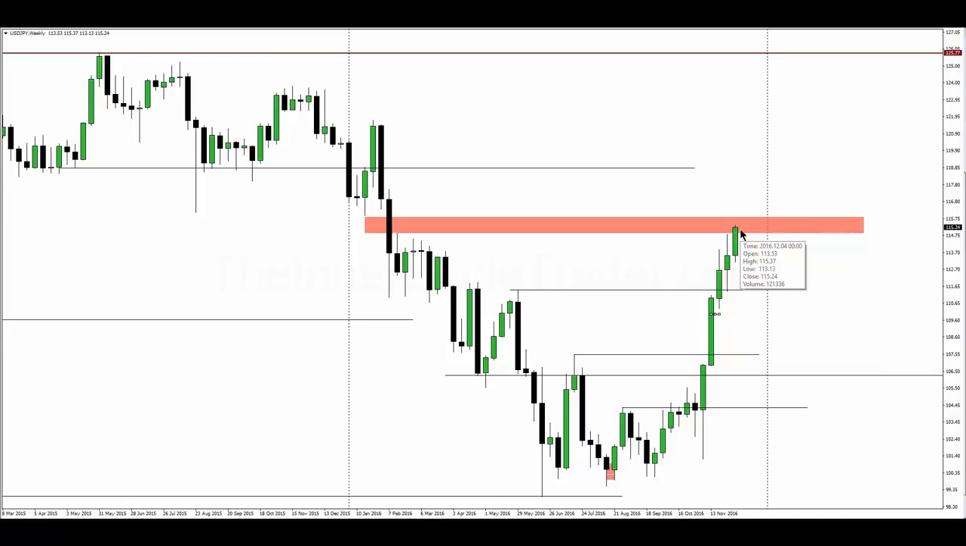For dollar-based pairs that have the dollar on the front of their name, like dollar yen or dollar Swissy, those pairs should have been seeing strength because of the underlying strength in the dollar.